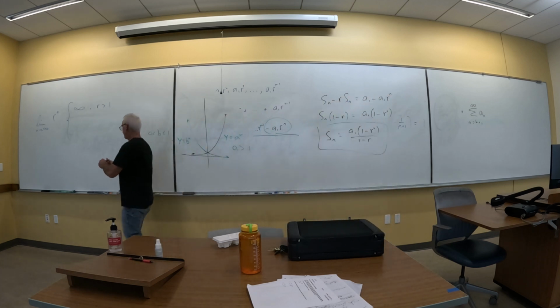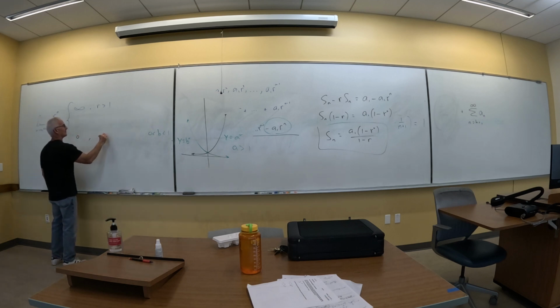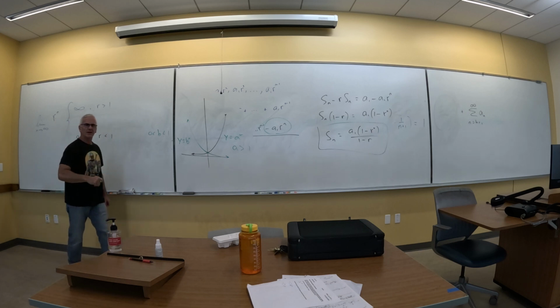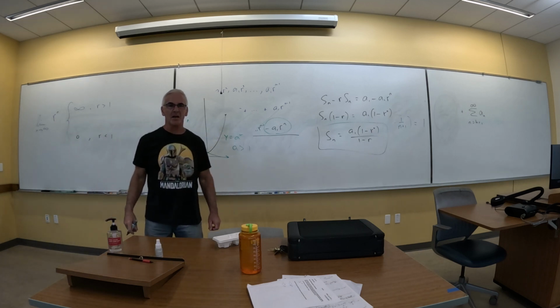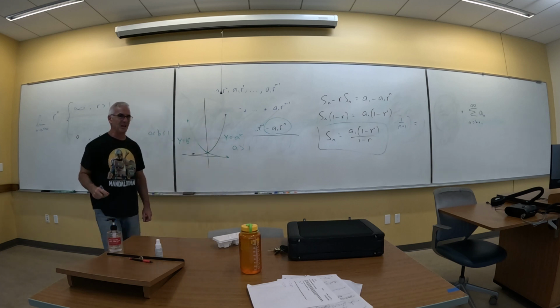So here's an easy one. It's going to be 0 when? If R is less than 1, ooh, careful, wait a minute. What if I take negative 10 and raise that to a large power? What about between negative 1 and 1? So it would go back and forth between positive and negative.